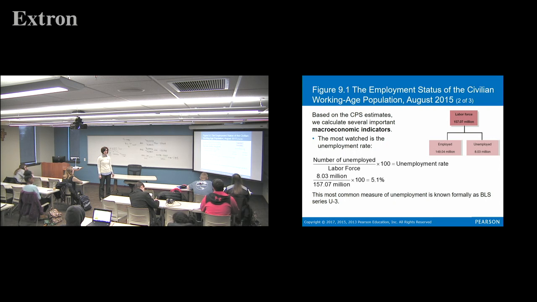And we use this formula. It's pretty simple, but it's the classifications that kind of get tricky. It's not just you either have a job or you don't. It's a little bit more complex than that. All right? Questions so far?